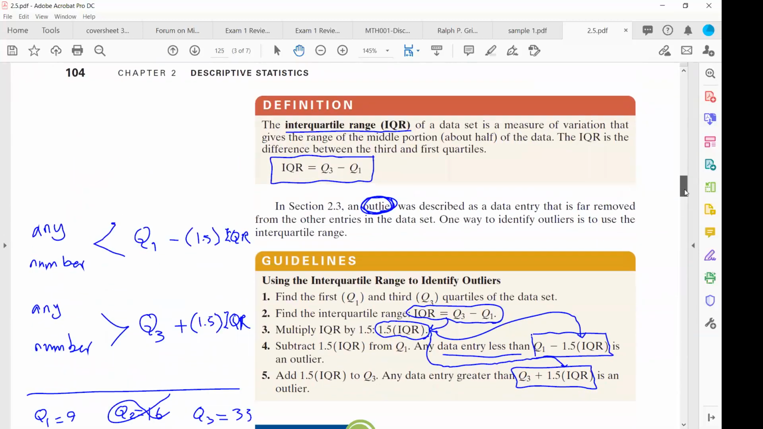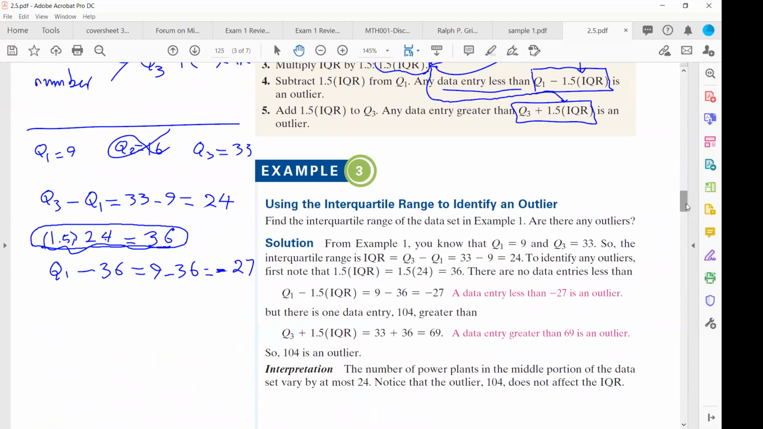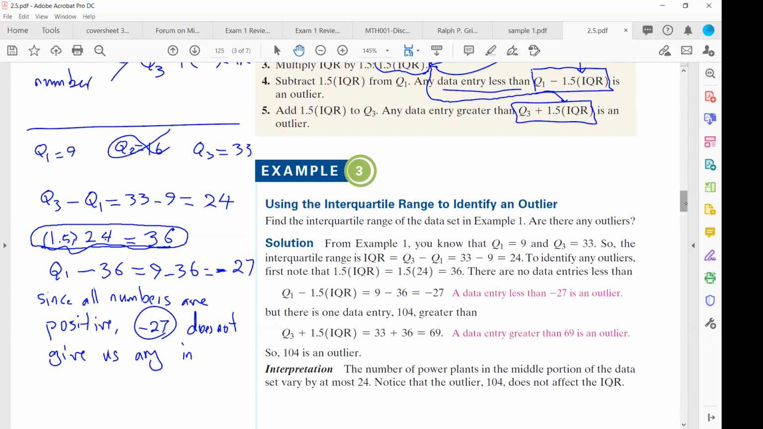Okay, perfect. So here you can say, since all numbers are positive, negative 27 does not give us any information. So it means that we couldn't get any information by this calculation.